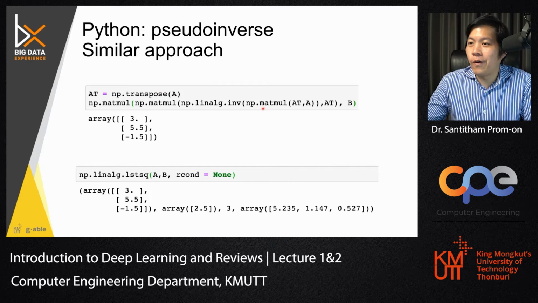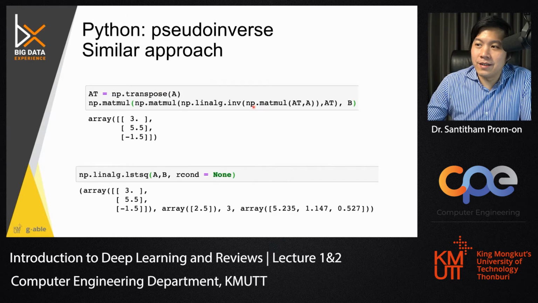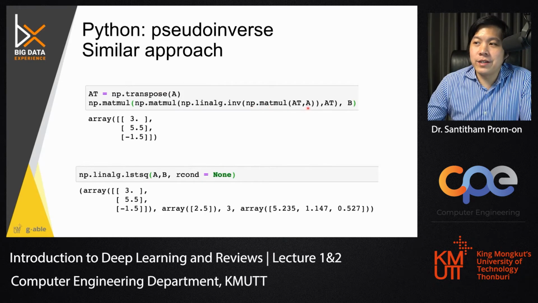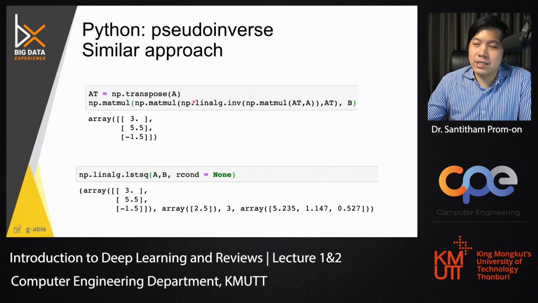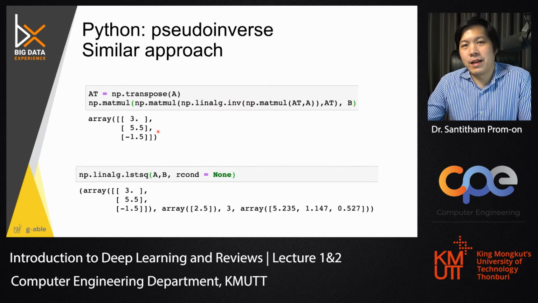So here is the full form. This is the multiplication of A transpose and A, right? And then the matrix inverse of A transpose and A, times A transpose, times the Y, the output, and then you get the similar values: 3, 5.5, and minus 1.5.